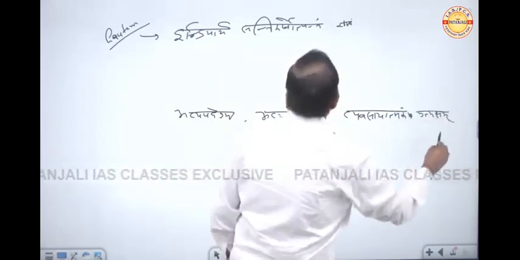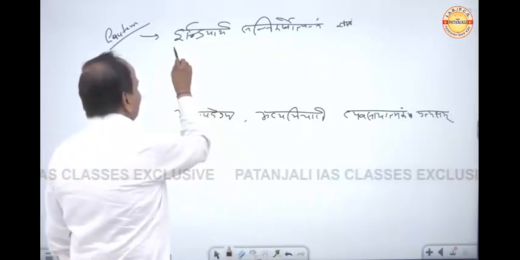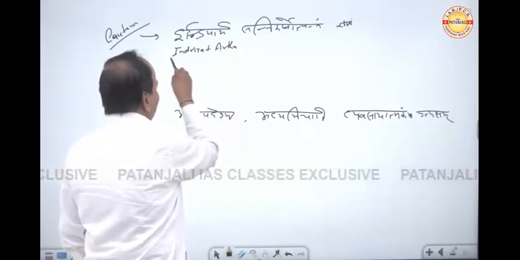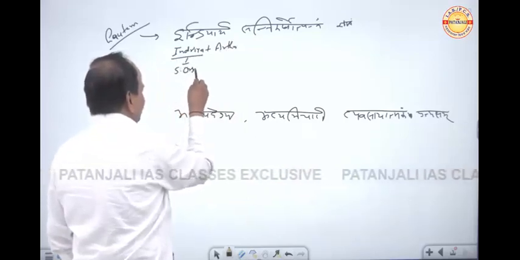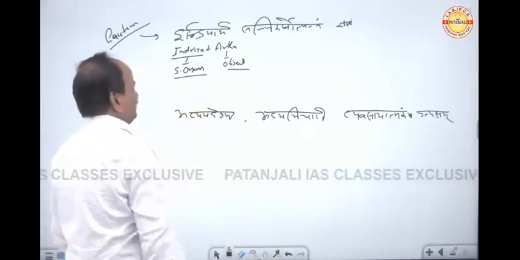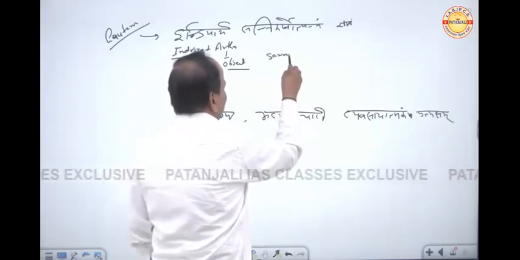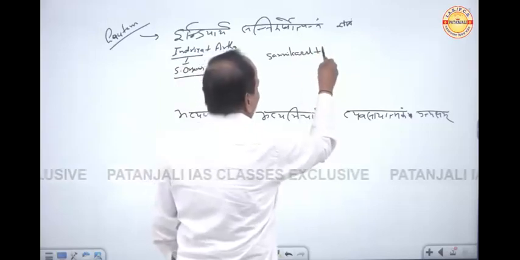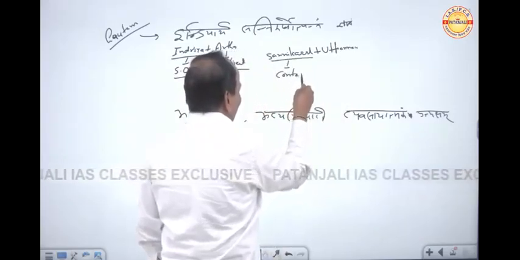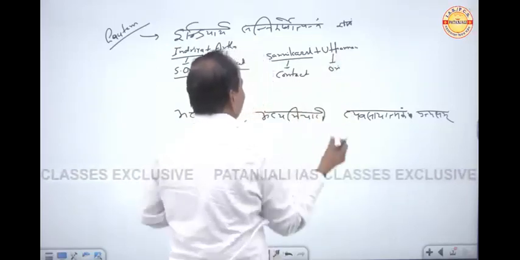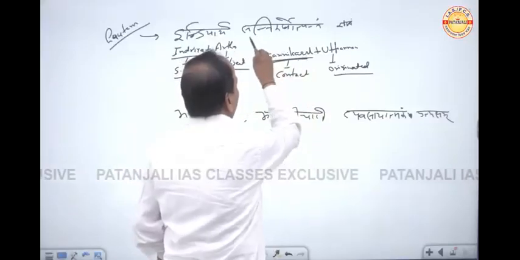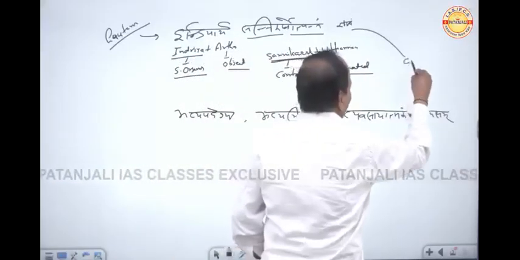You will take help of printed notes. Indriyartha means indriya plus artha. Indriya means sense organs, artha means object: sense organs and object. Sannikarsha plus utpannam. Sannikarsha means contact, utpannam means originated. So contact originated. Gyanam means knowledge.